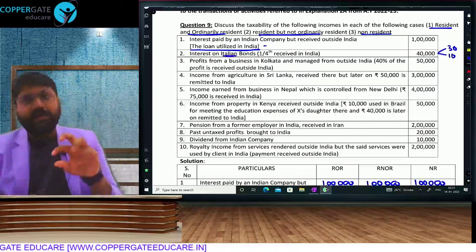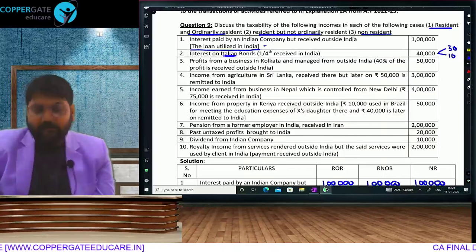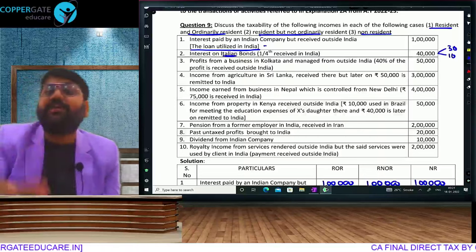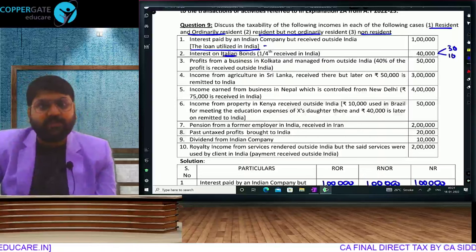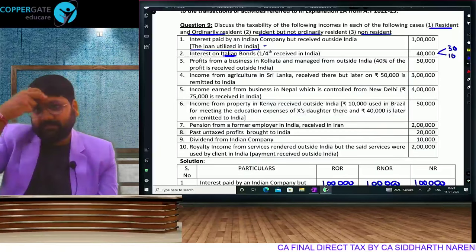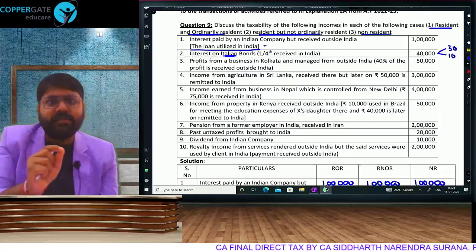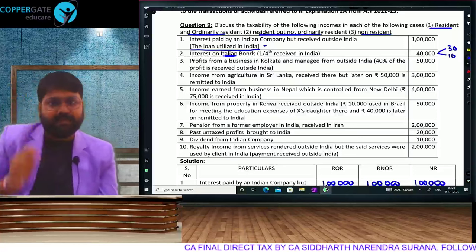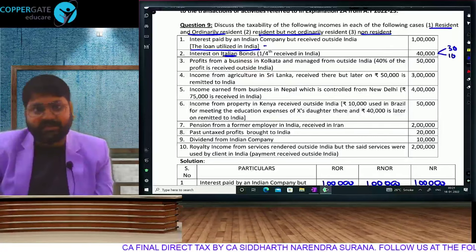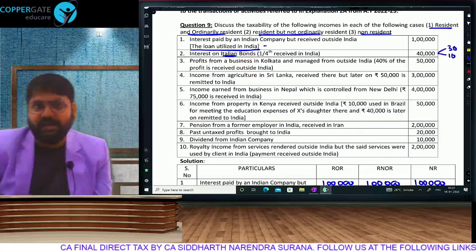Let's do one thing. Let's discuss taxability of them individually. Let's talk about the 10,000 first, received in India. That's very easy to decide. It is received in India. Is it Indian income or foreign income? Once an income is received in India, it will always be treated as Indian income and Indian income will be taxable for all. That means, are we clear that 10,000 will be taxable for all the three assessees? Because it is received in India, it is Indian income.